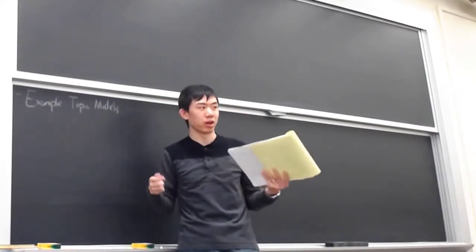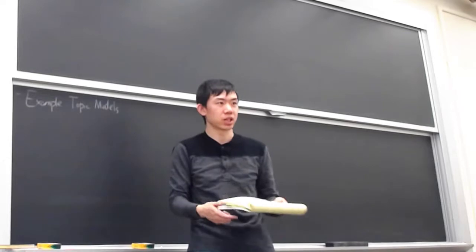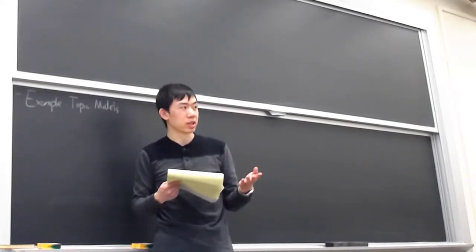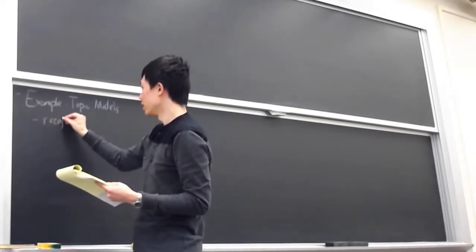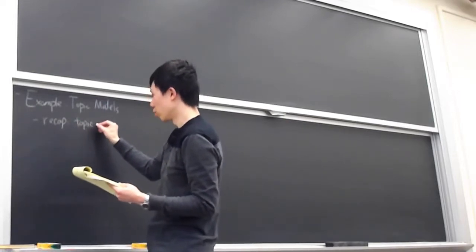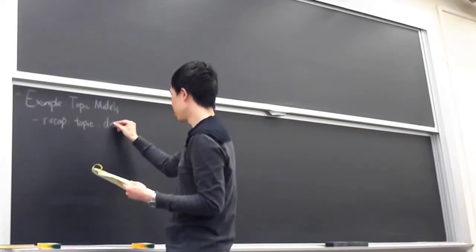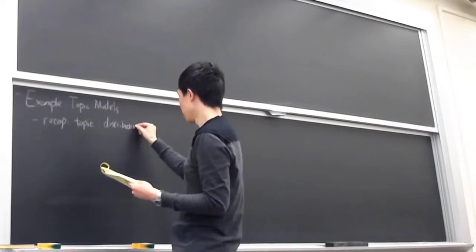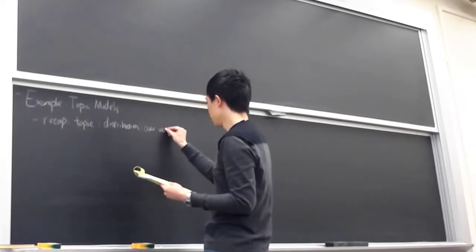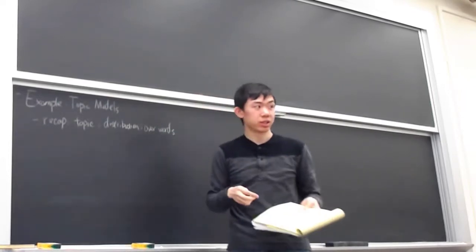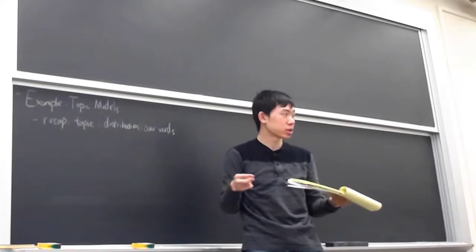In topic models, we have a lot of documents. We want to find what topics are being talked about in these documents. And what are the different topics? Well, we think of topics as distributions over words. What that means is, if I'm talking about this particular topic, what is the probability that I will use a particular word?